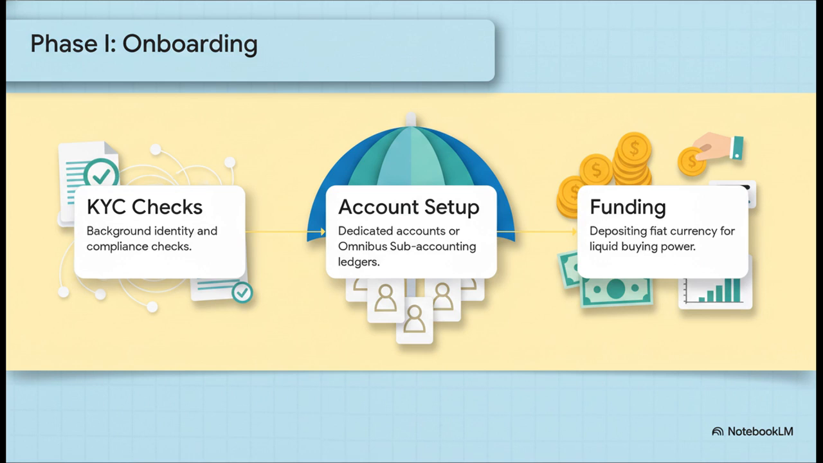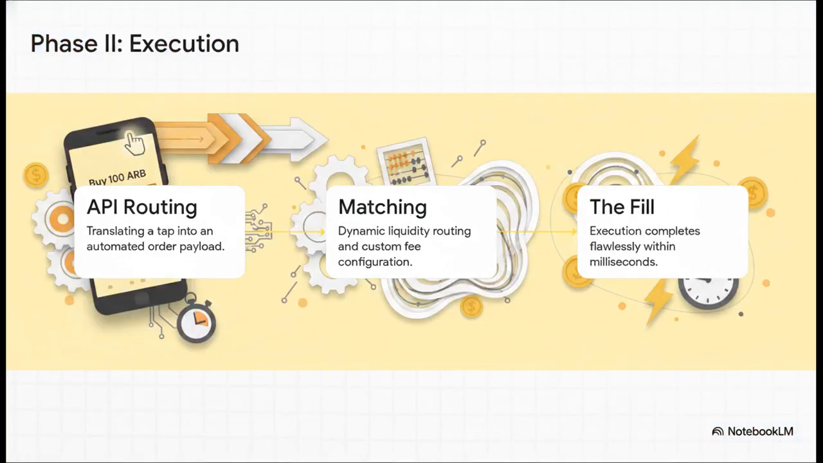Now think of this omnibus ledger as a giant, highly organized master umbrella. It pools all the app's assets together for efficiency while keeping mathematically perfect digital records of every single individual user's balance underneath it. Finally, the user deposits their fiat currency, and the system instantly registers that as liquid buying power ready to go. Let's see how this builds in Phase 2.